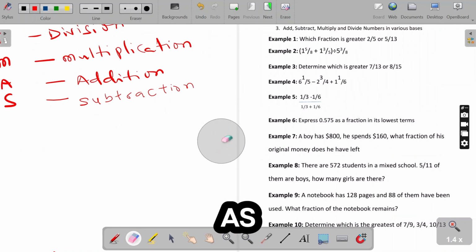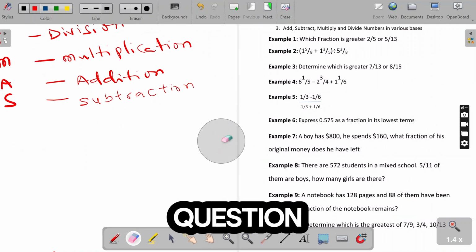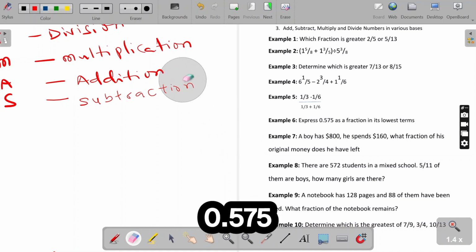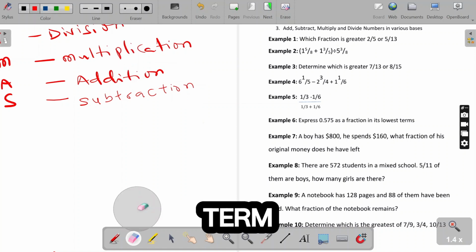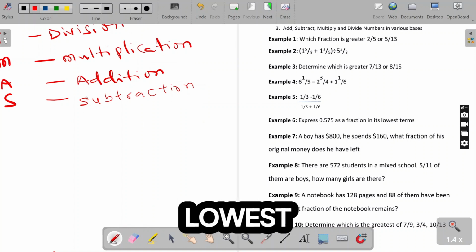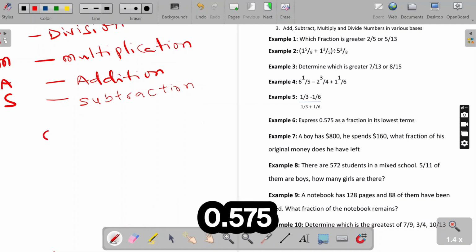That's example 5. Question number 6 says express 0.575 as a fraction in its lowest term. How do we solve this? So we have 0.575. Now the easy way to do this is look at the question again.